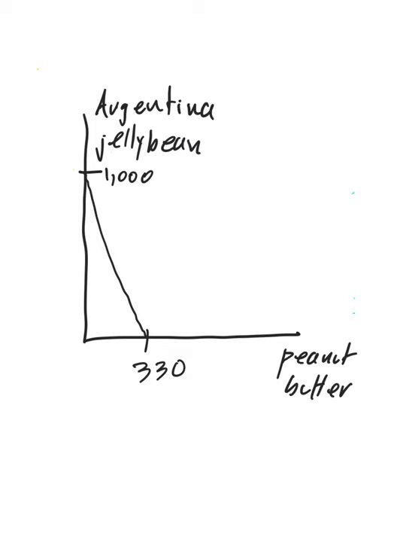So the number one thing to notice is that Argentina has a steeper slope for its production possibility frontier compared to Chile. And that right away tells you which country will be exporting which good.